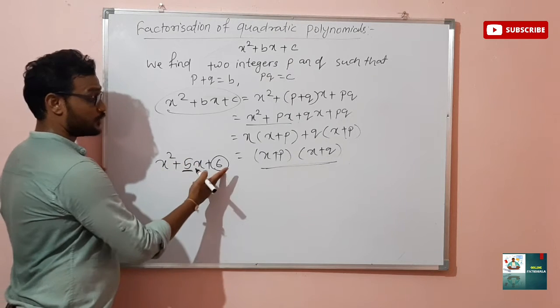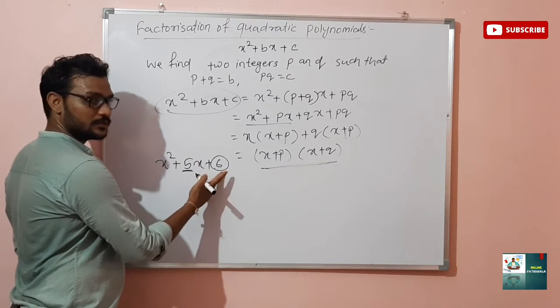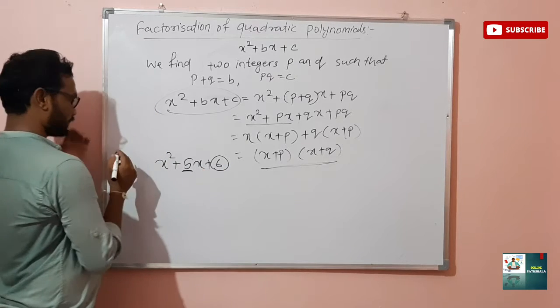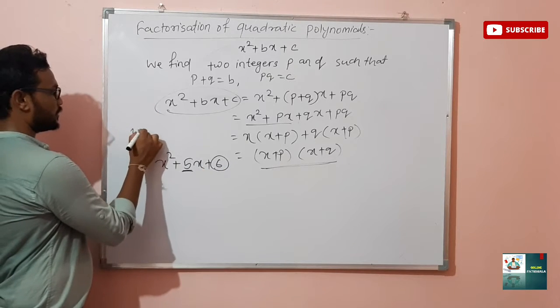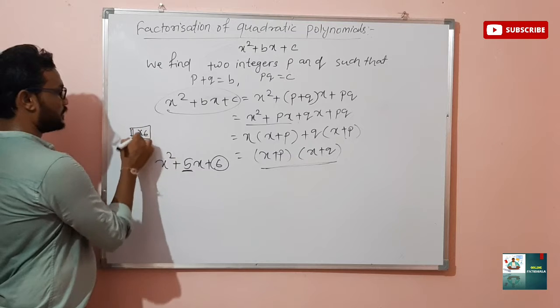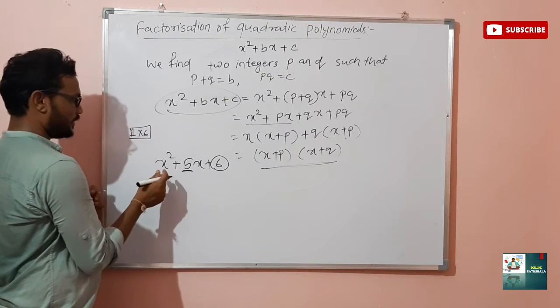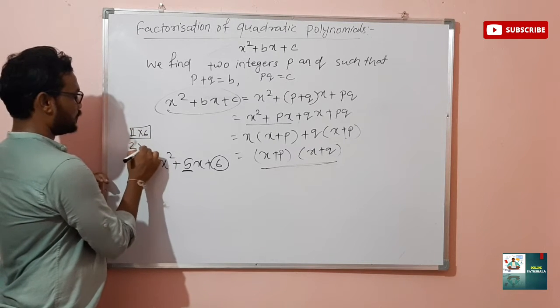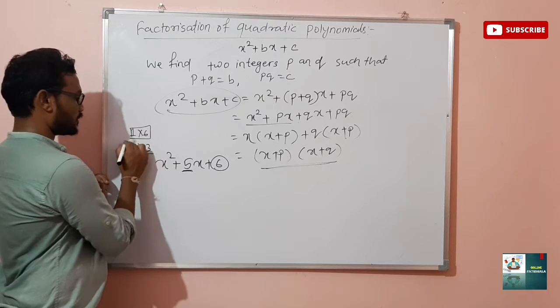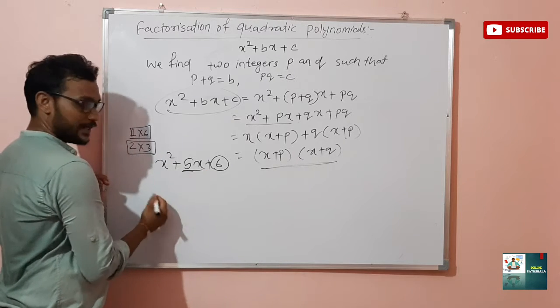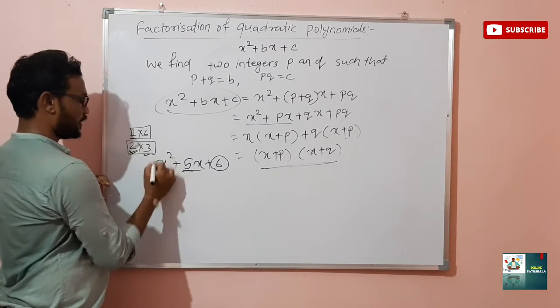Their product will be 6, so we have to factorize 6. 6 can be written as 1 into 6, but 6 plus 1 is 7. So we have to take 2 into 3. 2 into 3 is 6 and 2 plus 3 is also 5. So we have got two numbers, that is 2 and 3.